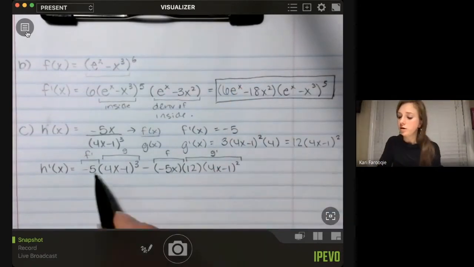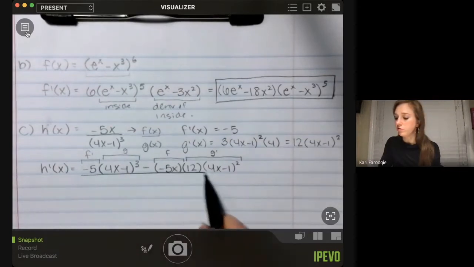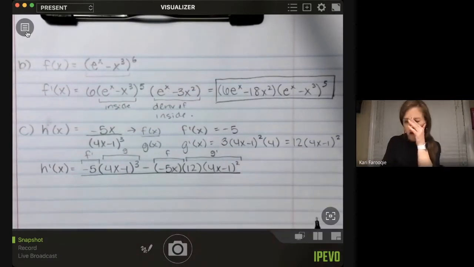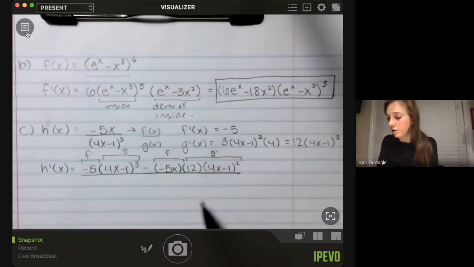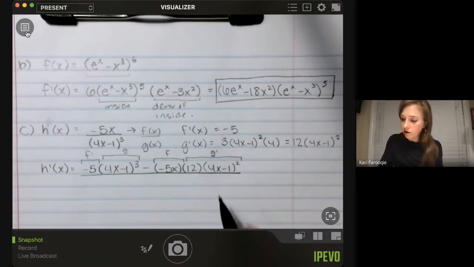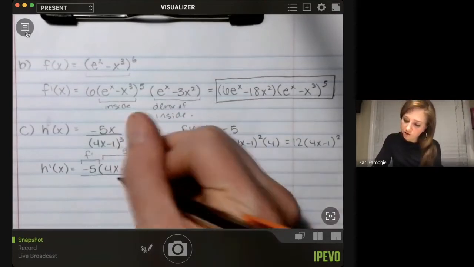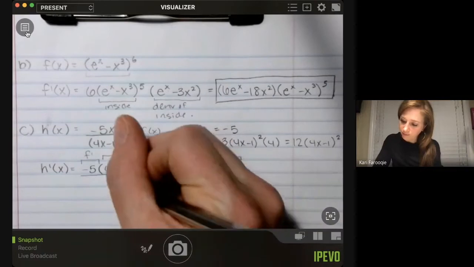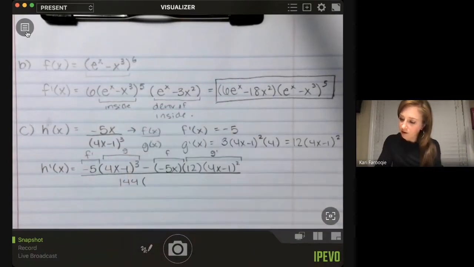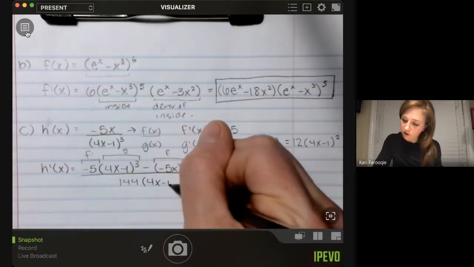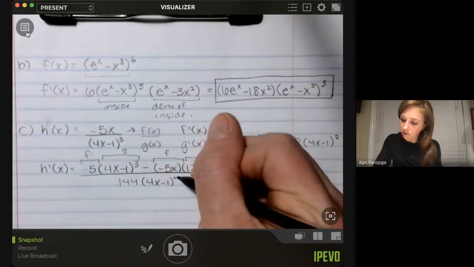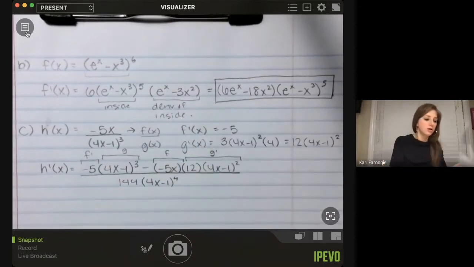And don't forget, you must divide then by g squared. We get so carried away with doing our quotient rule in the numerator with the chain rule that we don't want to forget about the denominator. So g squared, well, 12 squared is 144. And then (4x minus 1) squared, squared, is going to be (4x minus 1) to the 4th power.